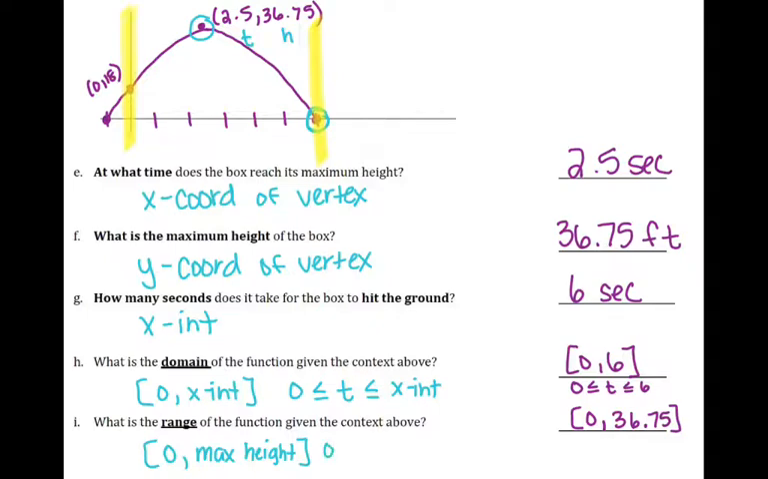And again, you can write this as an inequality. So I have 0 is less than or equal to h of t, because that represents your height, is less than or equal to your maximum height. So with the actual numbers, this would be 0 is less than or equal to h of t is less than or equal to 36.75.